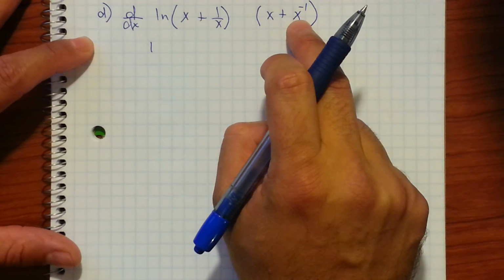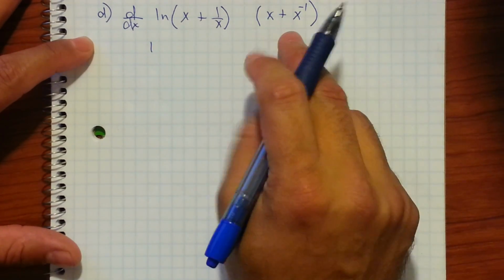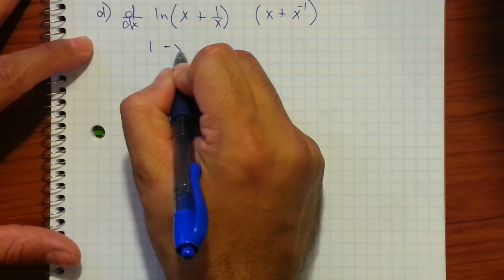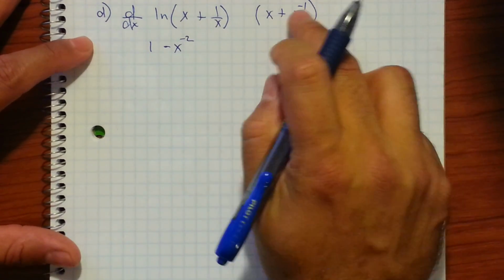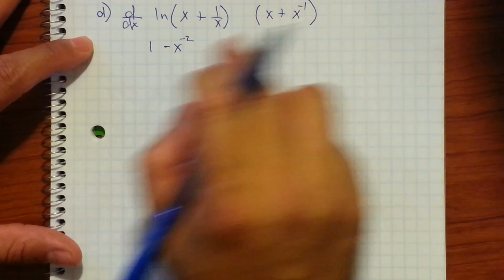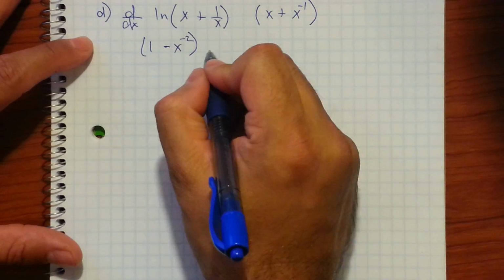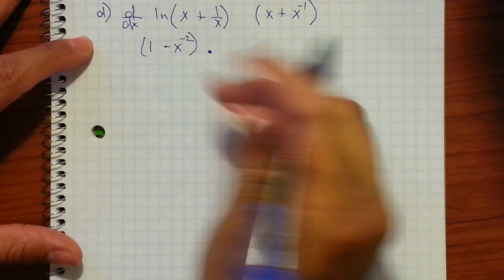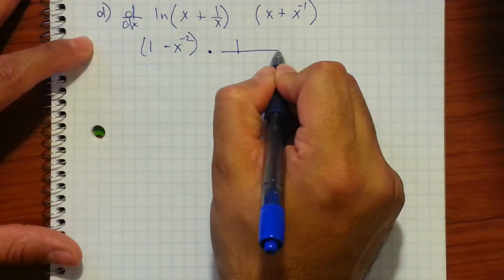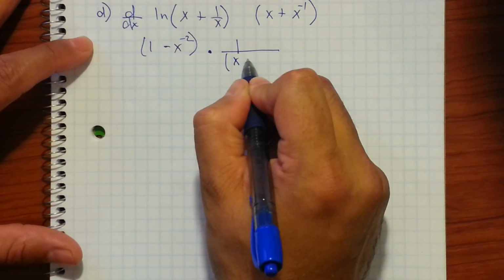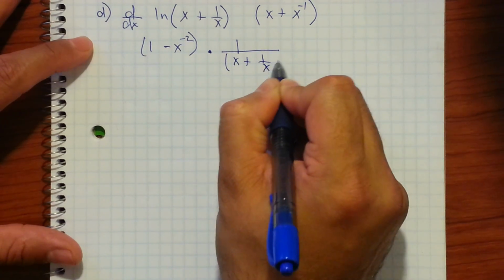Now, I could do the derivative of this. So the negative 1 comes down front, so it's going to be minus x to the negative 2, because I have to take 1 away from that exponent. So that's the derivative of the inside times the derivative of the outside, which would just give me 1 over x plus 1 over x.